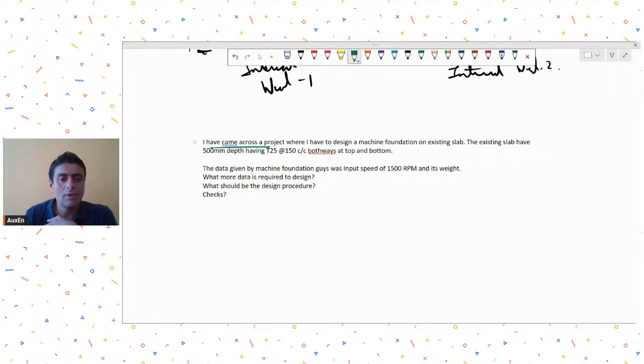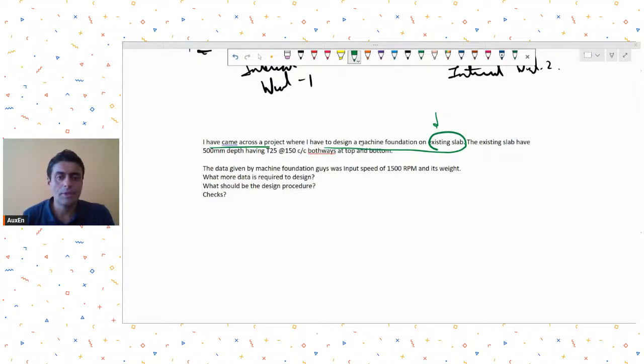So he is saying, I have come across a project where I have to design a machine foundation on an existing slab. So the machine foundation is not resting on soil, but on an existing slab. Has anyone else also come across this type of situation? Hello, have you in any of your projects come across this situation where a machine or an equipment has to be placed not resting on ground but directly on some RCC slab or beam?